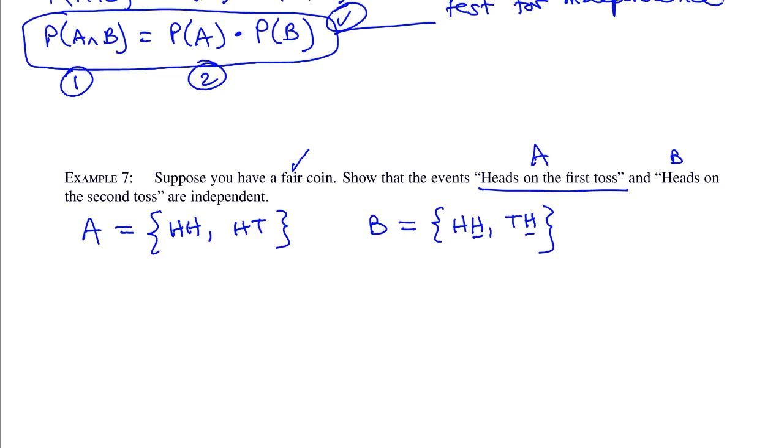So what is the probability of A? There are two things in A. The sample space was the four things: heads-heads, heads-tails, tails-heads, and tails-tails. So the probability of A is 1/2. Probability of B is also 1/2.